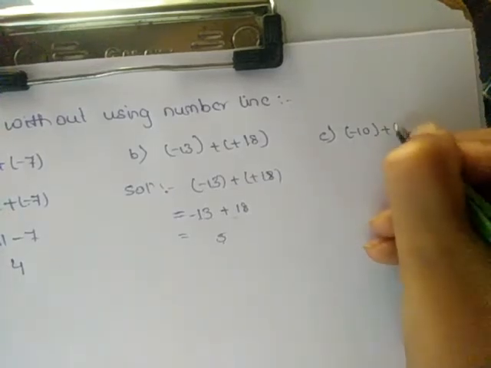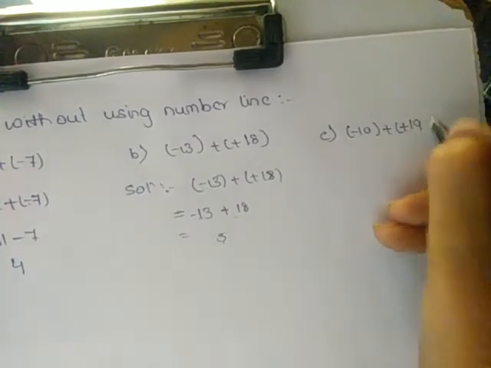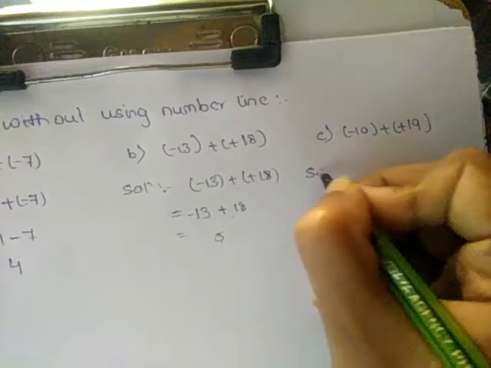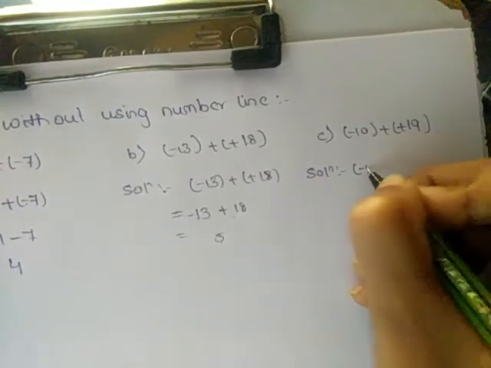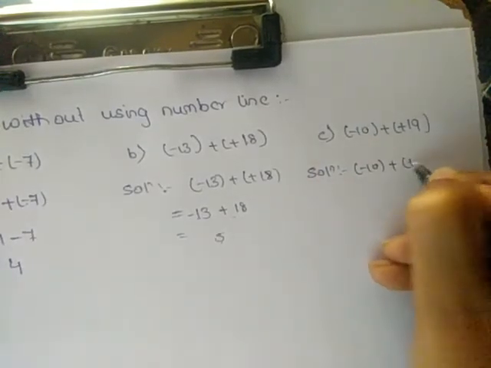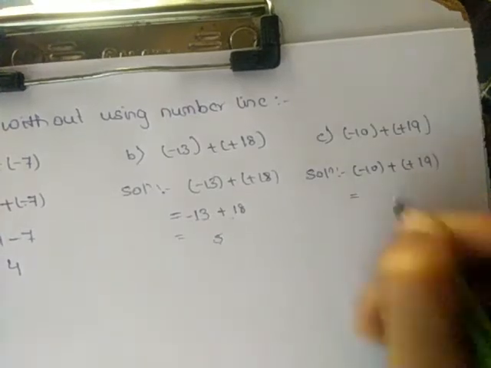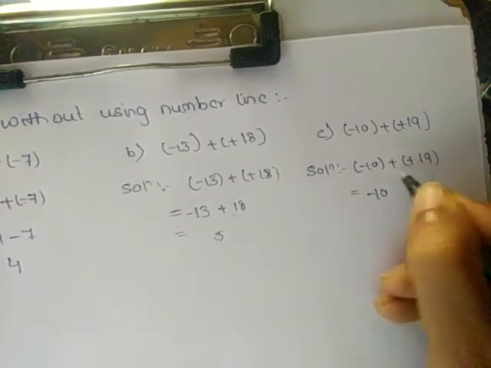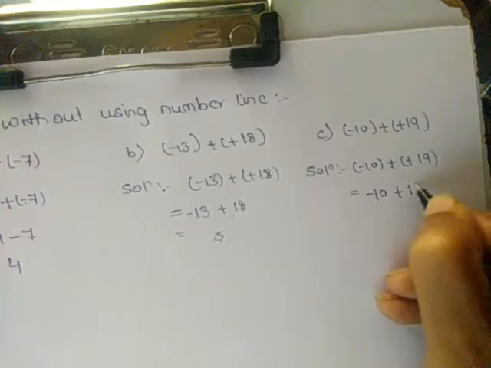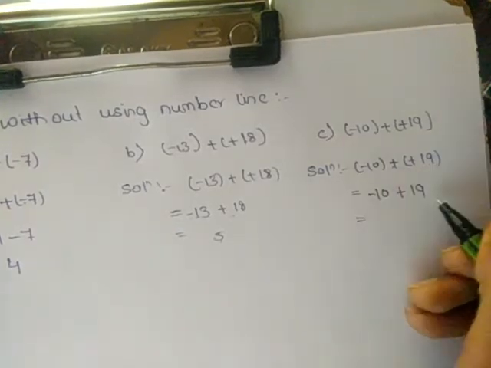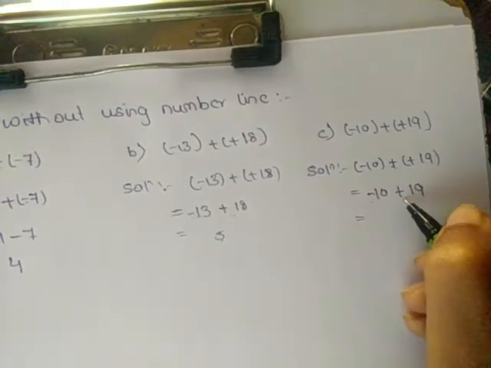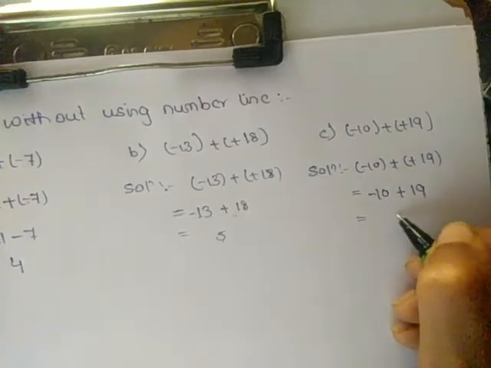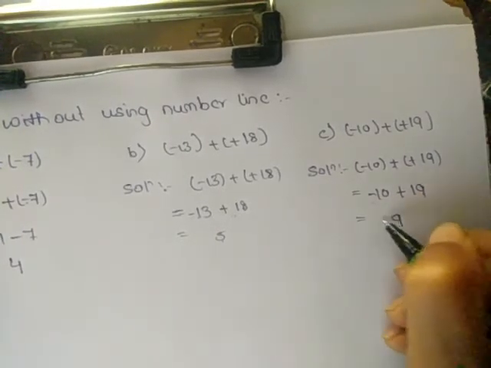Then C1, minus 10 plus of plus 19. Solution, minus 10 plus of plus 19. Minus 10, will keep it as it is. Plus into plus, plus 19. Right? Then having different signs, we'll subtract them. 19 minus 10 is 9. Bigger number sign, plus.